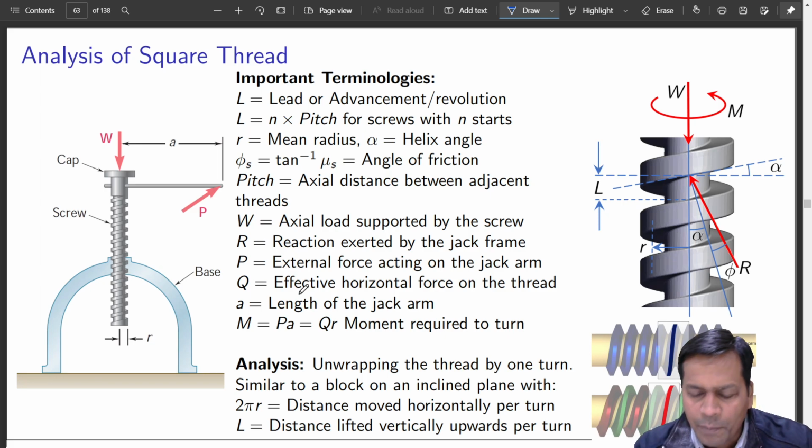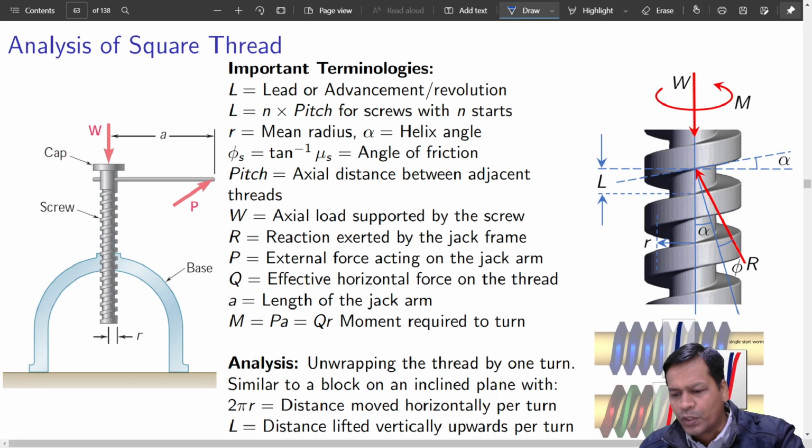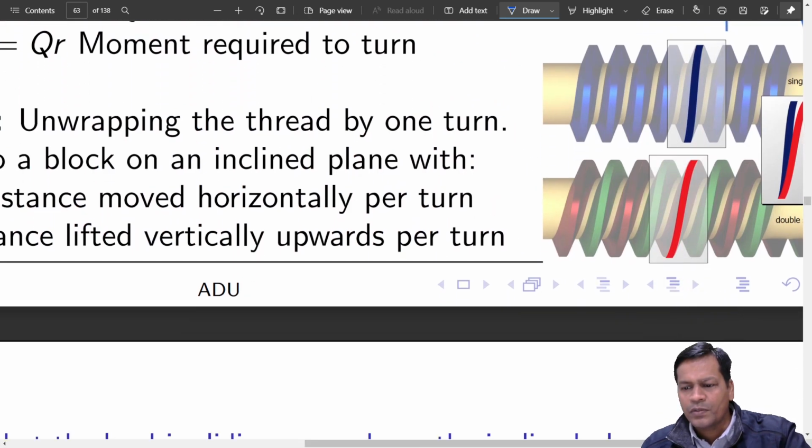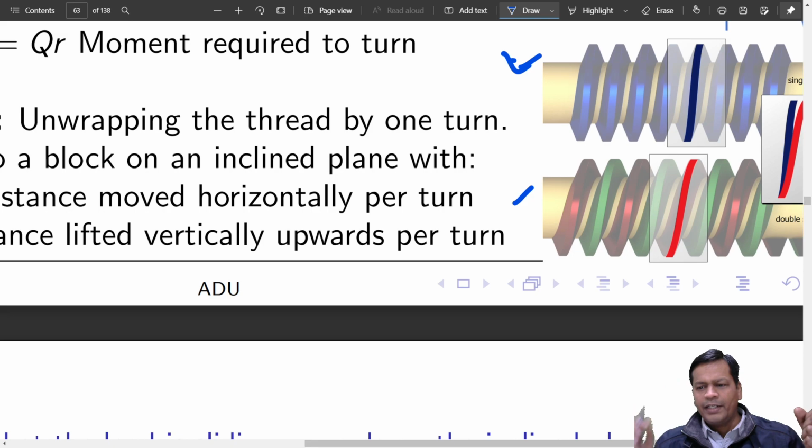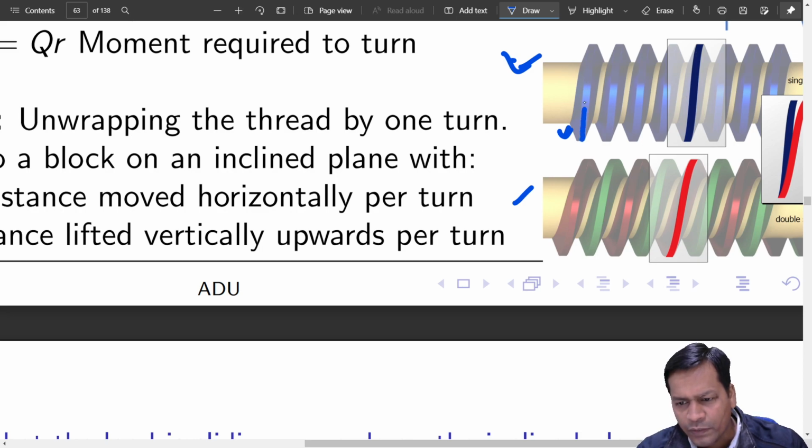So now we'll do some analysis and see a little more on square threads, or any thread. I want you to focus on these two figures. What is this one? Just one single thread is starting. A single start covers the whole distance. If you follow it, you will start here, go here, go here, and one by one it is done.